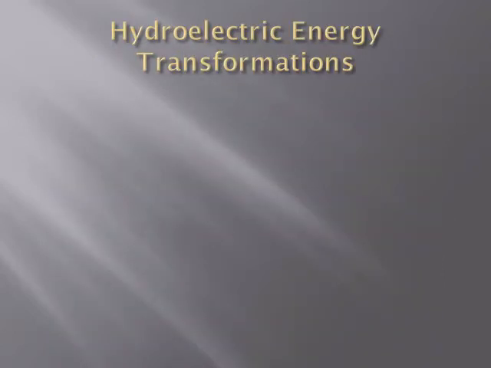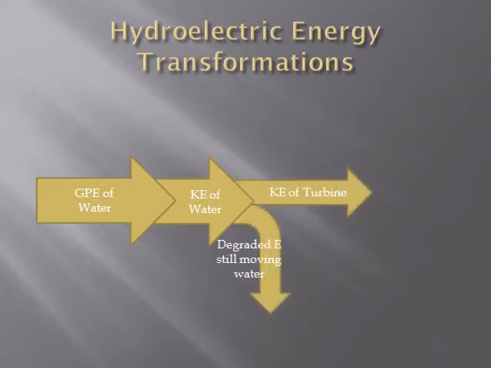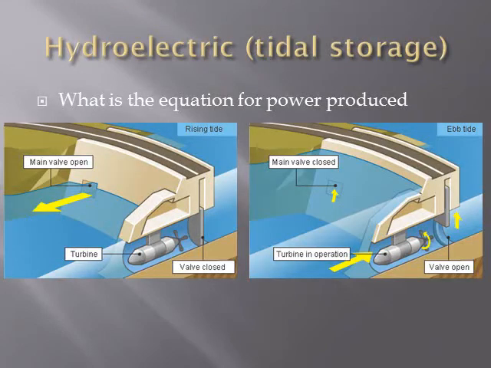So here are the energy transformations. You should be able to draw a Sankey diagram showing these energy transformations. So again, we start with gravitational potential energy of the water. As it falls, it turns into kinetic energy of the water. That kinetic energy of the water spins the turbine, right? So some of the energy goes into the turbine, but not all of it does, because some of the water is still moving, right? It still has to go through. So it spins the turbine, some of the energy goes in the turbine, that energy then turns into electrical energy. So there is degraded energy because the water is still moving afterwards, not all of that kinetic energy goes into the turbine.